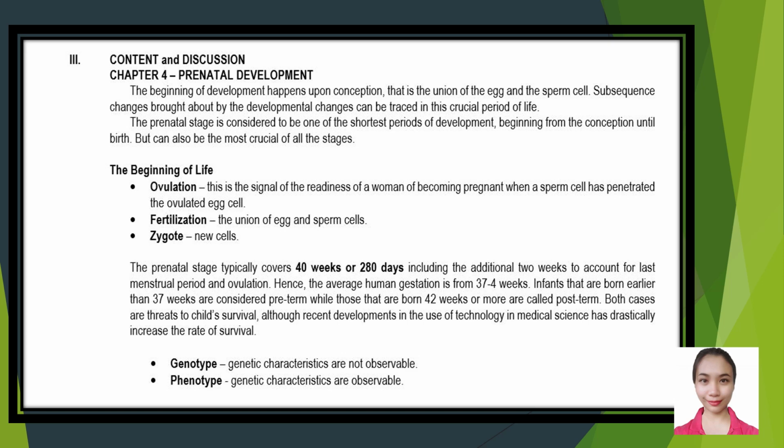So, next one class is the genotype and then phenotype. When we say genotype, these are the genetic characteristics that are not observable. Examples here are the color of your eyes, hair color, your height, and the shoe size. Next one is the phenotype. These are the genetic characteristics that are observable. One example here is your skin color.